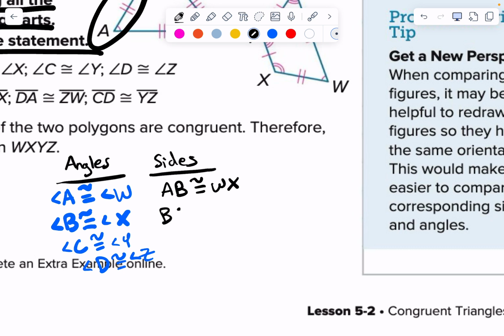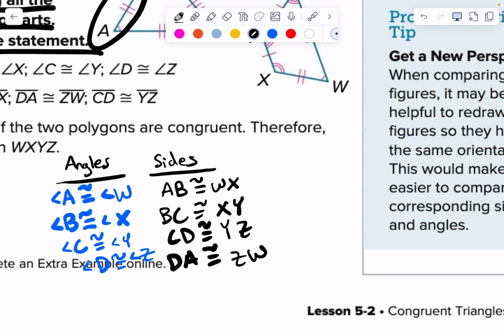BC goes with XY. Then CD goes with YZ. But there's another side. DA, or you can go AD, doesn't matter. We can go DA, that's fine. DA goes with ZW. Technically, it doesn't matter what order they go in, but I always like to put them in order because it will matter later, okay?